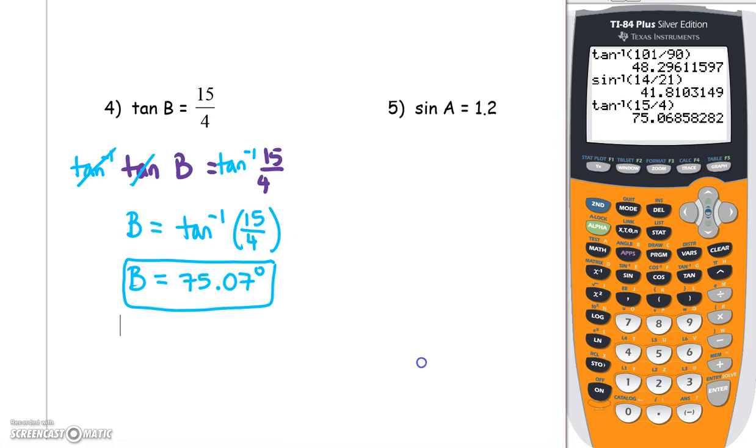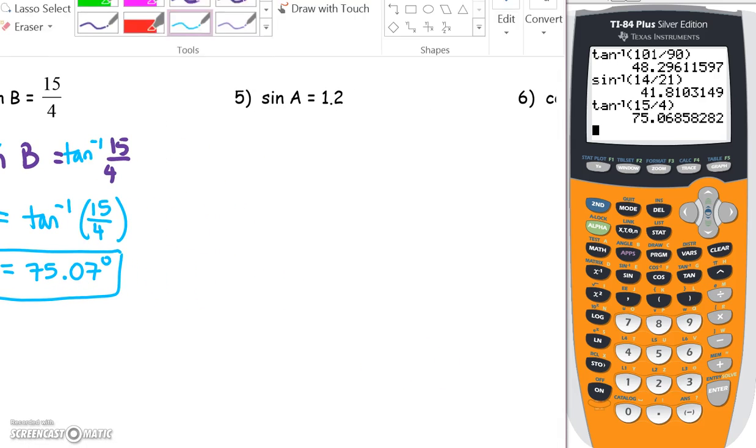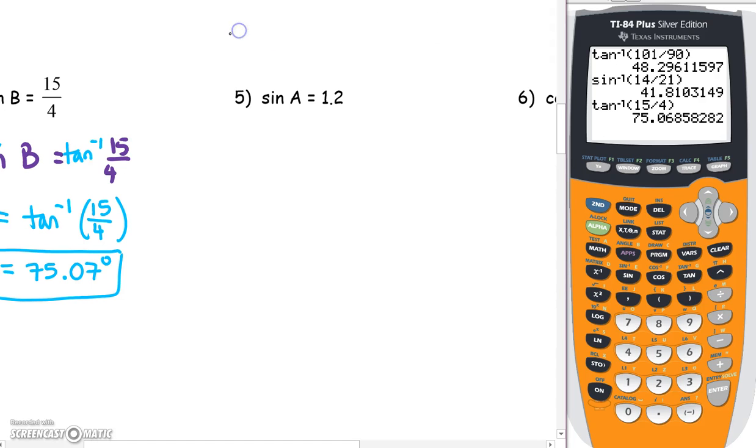All right, let's do this 2 more times. This one is actually a good one, so let's see it. We have sine of A equals 1.2. To get rid of sine, how do you get rid of a sine? Yes, you have to do sine inverse on both sides. Notice that the inverse is always on the left side. Sine and sine inverse cancel, and angle A equals sine inverse of 1.2.